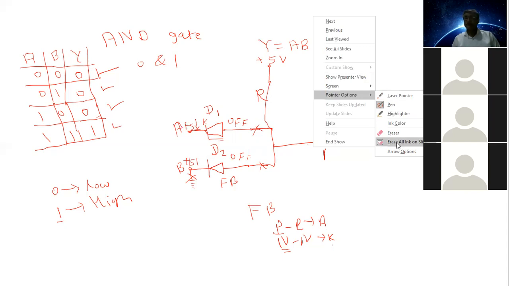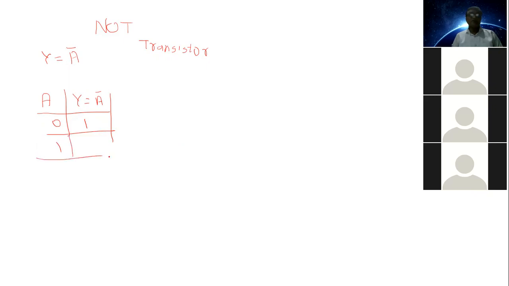Yes. Okay. Now let us see about the NOT gate. NOT gate can be designed by using the transistor. What is the NOT gate equation? Y is equal to A bar. Complement of input. That's why we write here Y is equal to A complement. If zero is given, one comes, and if one is given, zero. Now we can design this NOT gate by using the transistor. Let us suppose here.